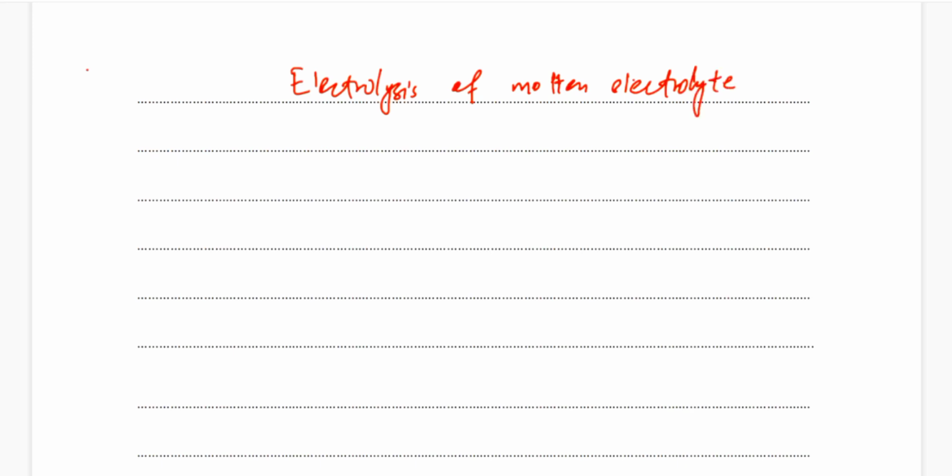Electrolyte is anything which can conduct electricity because of the free ions. So molten electrolyte will be any molten ionic compound like NaCl. Okay, we can take here NaCl, sodium chloride. It's in the molten form.